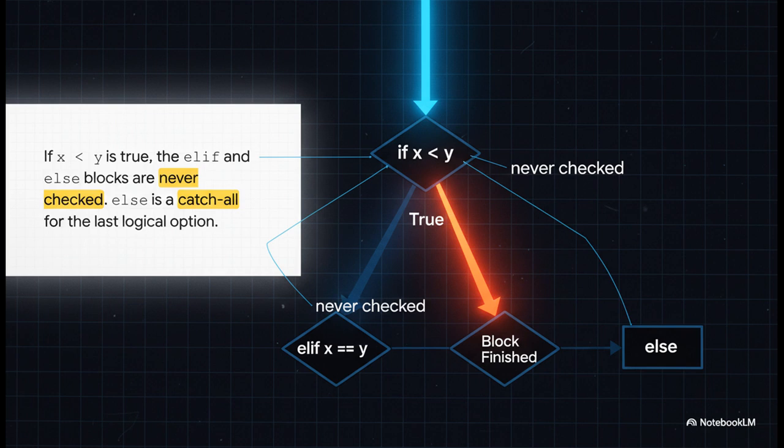And that else at the end, that's our safety net. If x isn't smaller and it's not bigger, well, what's left? It has to be equal. We don't even need to ask the third question. The logic just knows. Now that's smart code.